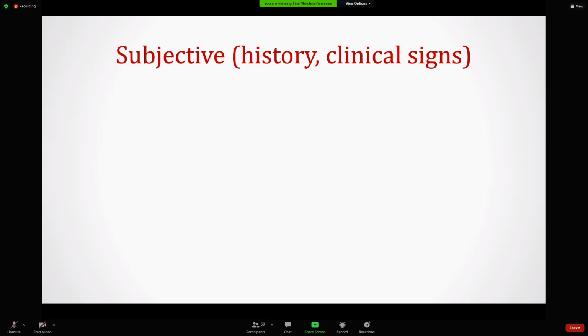So if we would summarize this, what do we know about problems from the history? What do we know about problems from the clinical signs? What would you put on a problem list here?